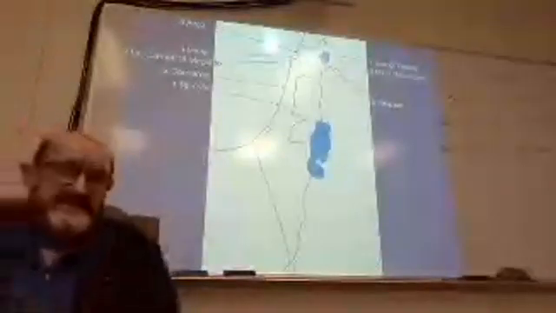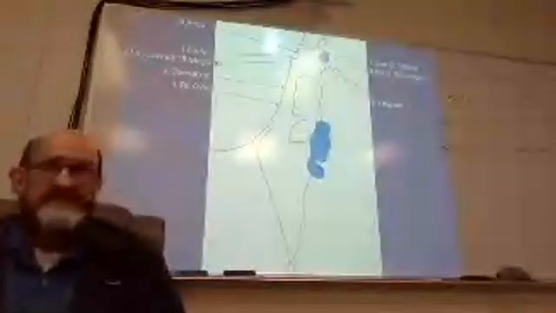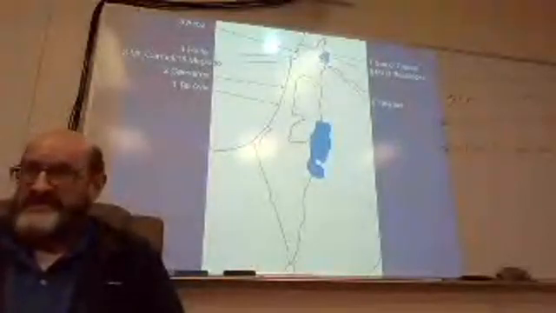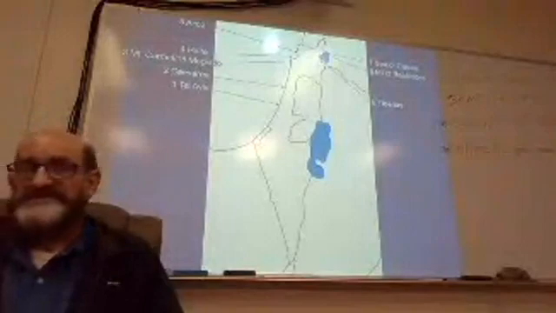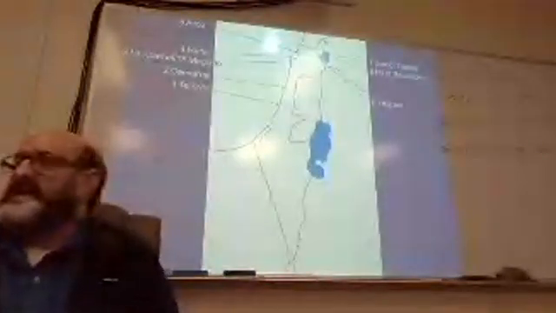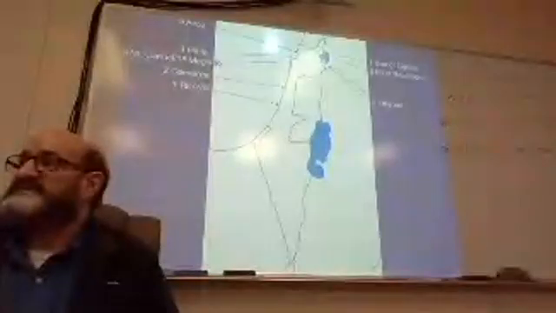The Mount of Beatitudes. Okay, so the Beatitudes. Blessed are the poor in spirit. Blessed are those who hunger and thirst after righteousness. Blessed are you when men persecute you. These are the Beatitudes. That was given from a location on the west shore of the Sea of Galilee.